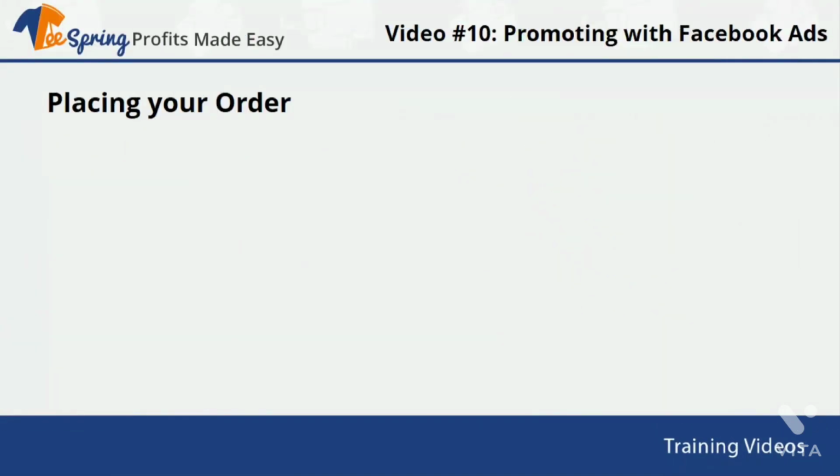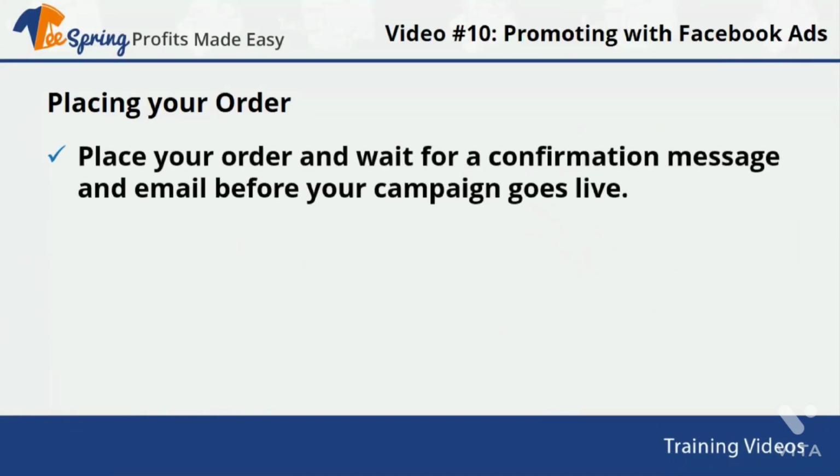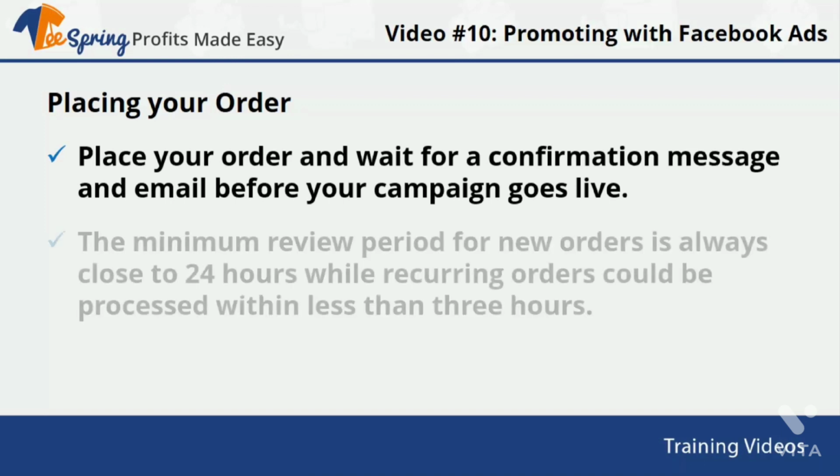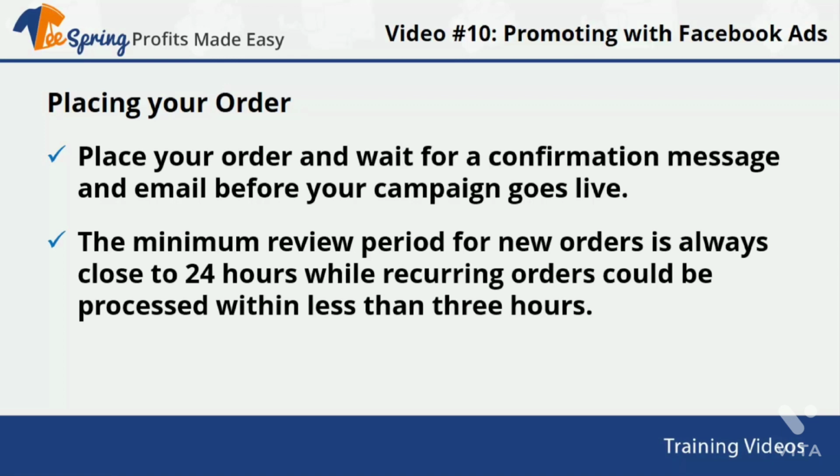Placing your order. Place your order and wait for a confirmation message and email before your campaign goes live. The minimum review period for new orders is always close to 24 hours, while recurring orders could be processed within less than 3 hours. If your ad set is approved, you will have an opportunity to watch the responses from your audience and anticipate a successful Teespring experience.